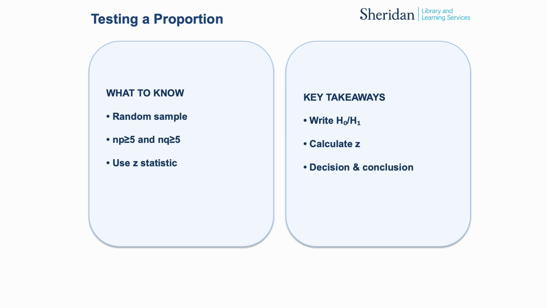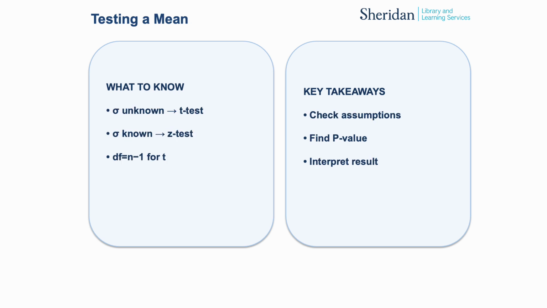Now we've learned how to test a population proportion. Let's look at another very common type of hypothesis test, testing a claim about a population mean. Our final topic for today is testing a claim about a population mean. The overall process is almost identical to what I just covered for population proportion. We still write the hypothesis, calculate a test statistic, find the p-value, and make a decision.